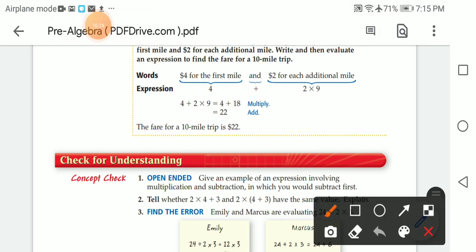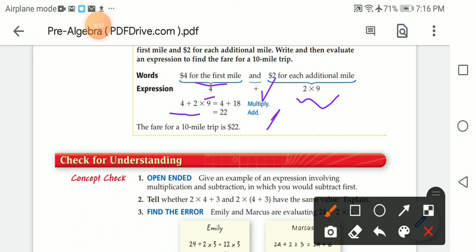Okay, so I have here the words. How can I solve for the words? $4 for the first mile. So the expression starts with 4, and plus $2 for each additional mile. So 2 times 9. Okay, multiply and add here. The fare will be, as you see, 4 plus 2 times 9.